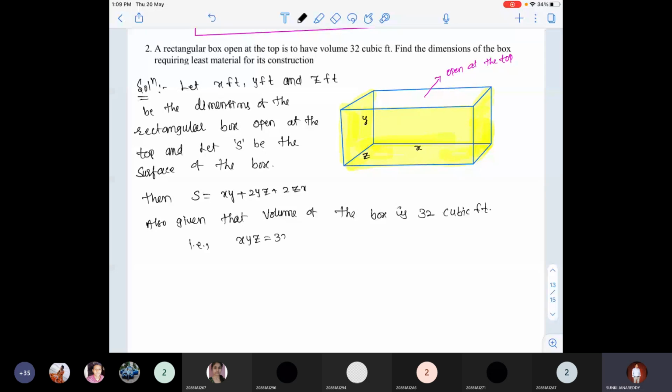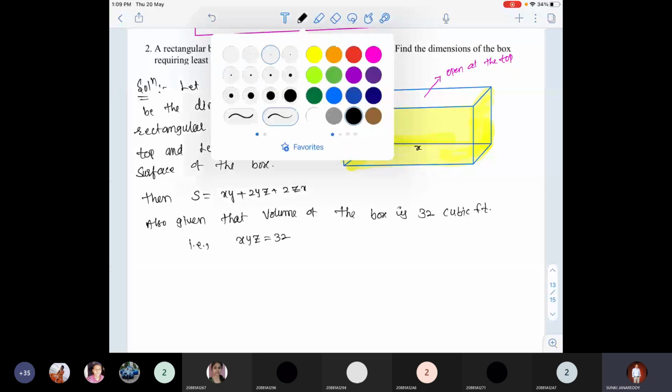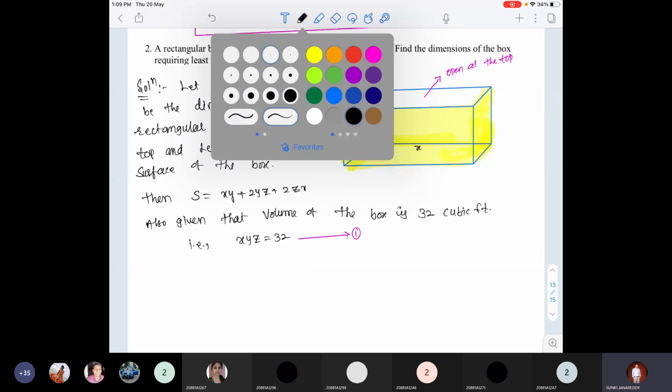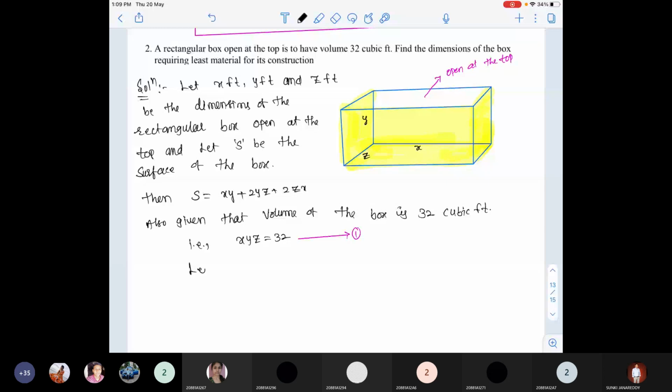Now, what about the next one? Let phi of x comma y comma z is equal to xyz minus 32 is equal to 0. Okay, it is the connected relation. I think you understood up to here. All of you okay, Nana, up to here? It is a most important problem. Yes, sir.